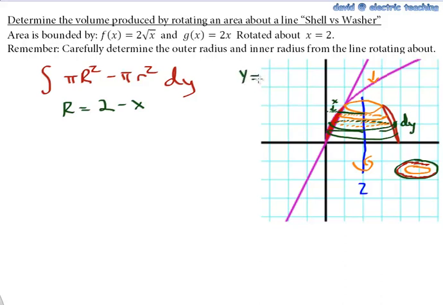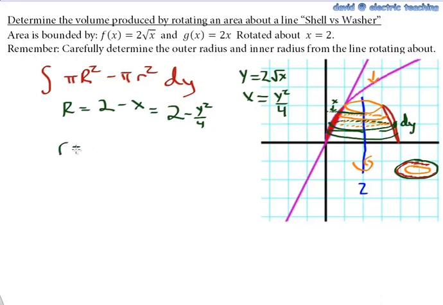Well, since y equals 2 root x for that function, then x equals, solving for it real quick, y squared over 4. You have to square both the y and the 2, since you divide by 2. So that means the outside radius is always 2 minus y squared over 4. It's always 2 minus y squared over 4.